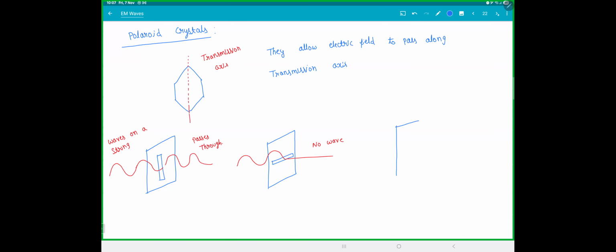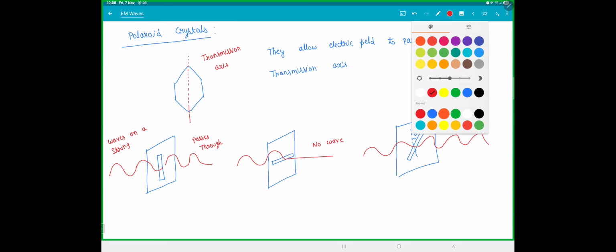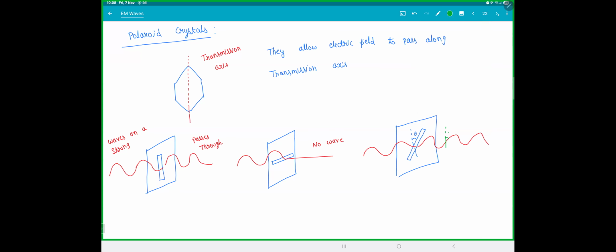Suppose the same thing, if you keep a slit at an angle theta, and now you send the wave, when it hits, you get a wave which will also get slanted at an angle theta. And if this amplitude is A, you get an amplitude A cos theta. So only the component along the slit will pass and the other component will get blocked. Is that making sense? So this is what we call polarization.